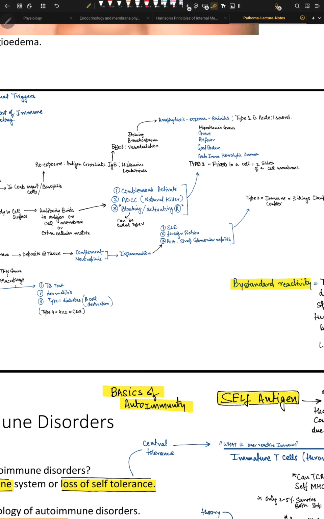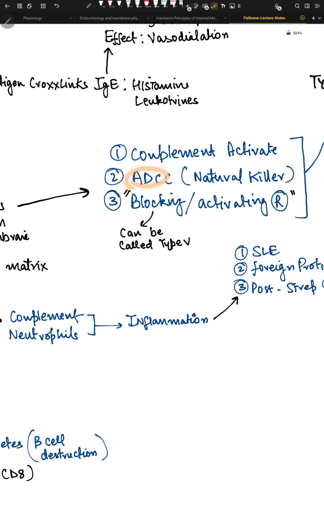Another thing that can happen is hemolytic anemia. Hemolytic anemia means that antibodies bind to RBCs, and once they bind to the RBC, the complement system destroys its own RBC. Another thing that can happen is ADCC. What is ADCC?